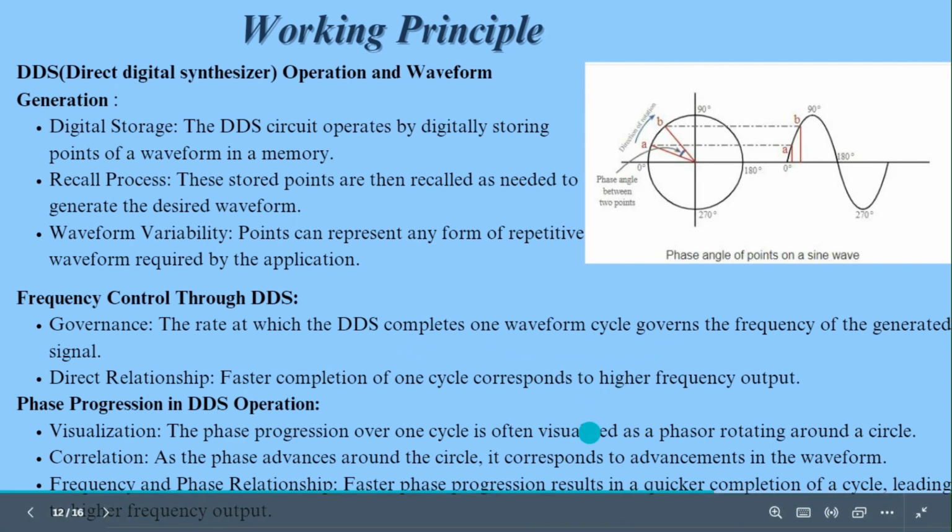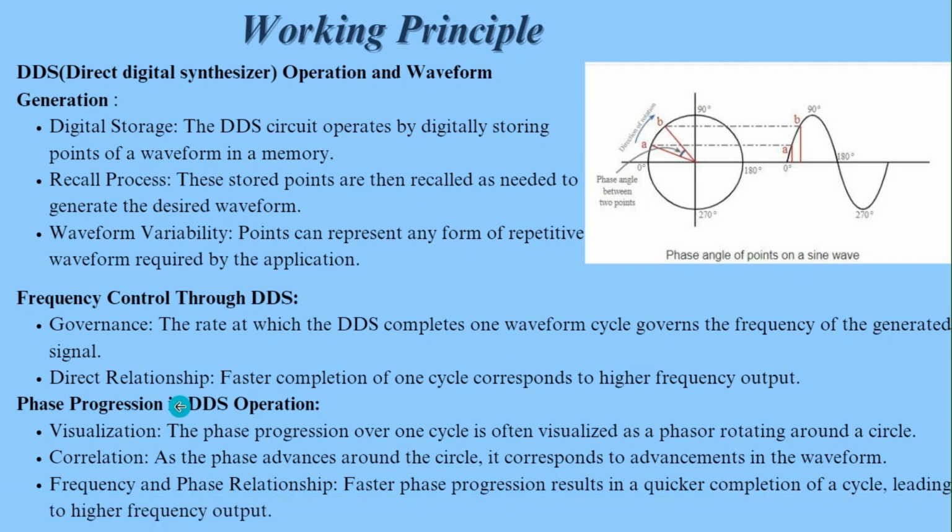Phase progression in DDS operations. The visualization. The phase progression over one cycle is often visualized as a phasor rotating around a circle. Correlation. As the phase advances around the circle, it corresponds to advancements in the waveform. Frequency and phase relationships. Faster phase progression results in a quicker completion of a cycle, leading to higher frequency output.